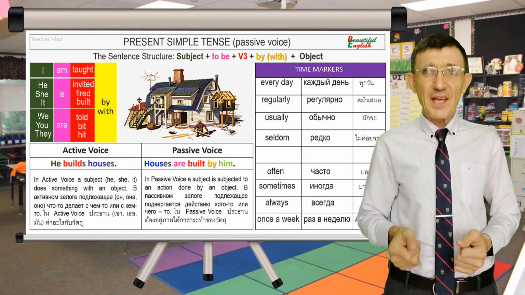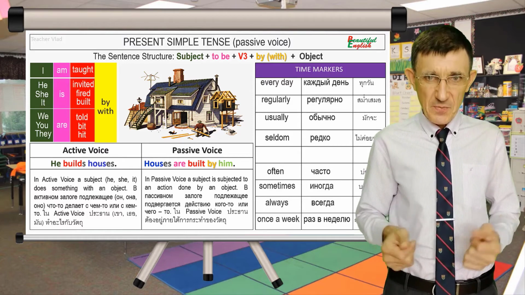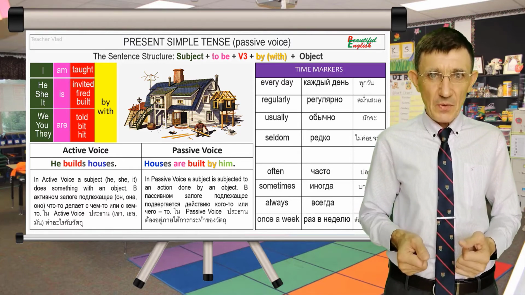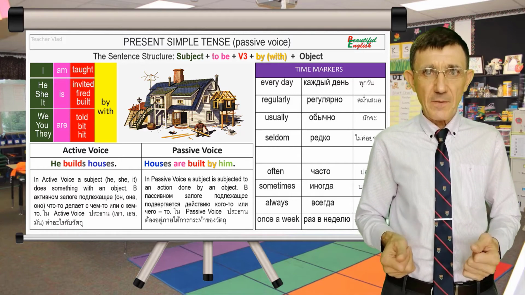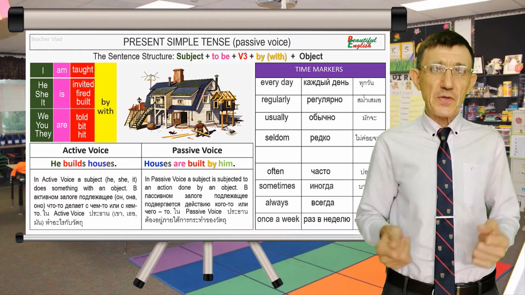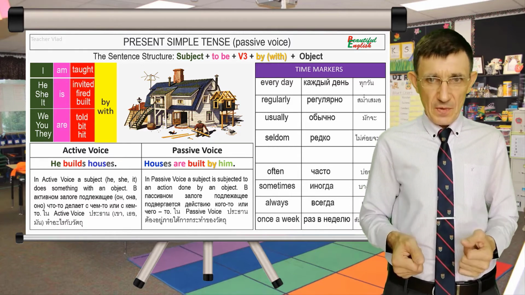They are the same as in active voice. It means that we use present simple tense passive voice when we speak about actions that happen every day, regularly, usually, seldom, and so on.